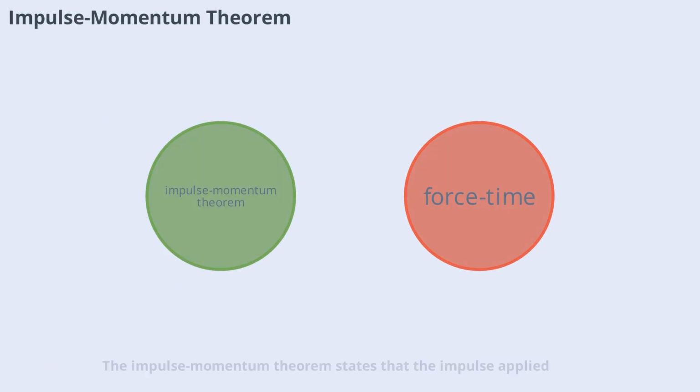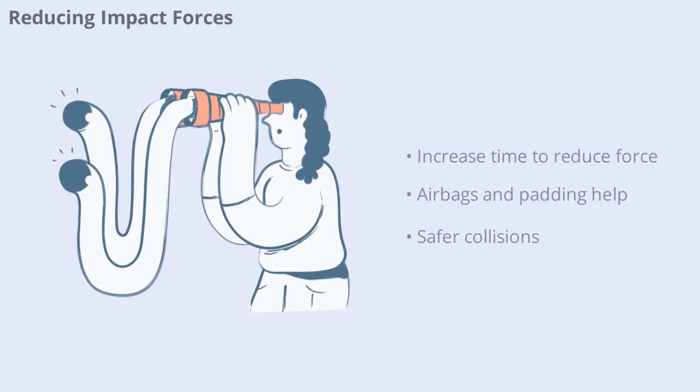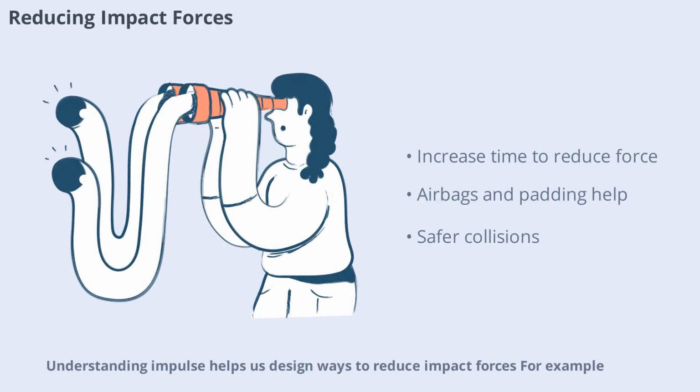The impulse momentum theorem states that the impulse applied to an object equals the change in its momentum. Mathematically, impulse equals force times time, and this is equal to the change in momentum. This theorem is a powerful tool for analyzing situations where forces act over short periods, such as collisions or sudden stops. Understanding impulse helps us design ways to reduce impact forces.